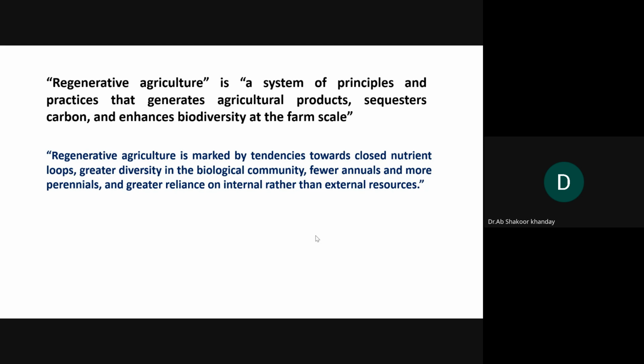So here, one more point, this particular definition is quoting that there are closed nutrient loops. That means closed nutrient loops is the nutrient cycling within the system, within the crop production system, within the field, that is really very efficient. The losses are minimized, and when losses are minimized, that means the nutrient use efficiency is enhanced and increased.